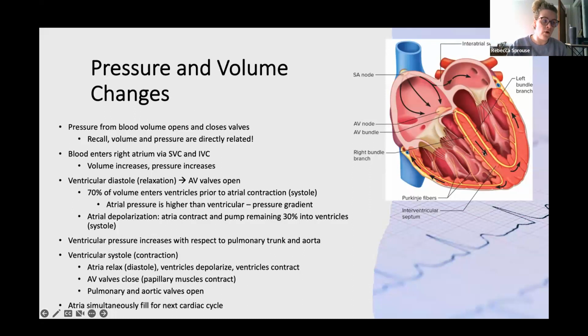Okay, so as those ventricles were filling, 70% of the volume is actually entering the ventricles prior to atrial contraction, which is kind of interesting. And then the atria will contract and force the remaining 30% of blood into those ventricles. At 70%, our pressure has already exceeded that of the ventricle, and so those valves will open. And so at 70% full, they will start to fill the ventricles, and then they'll squeeze to eject that last little bit of blood into the ventricle.